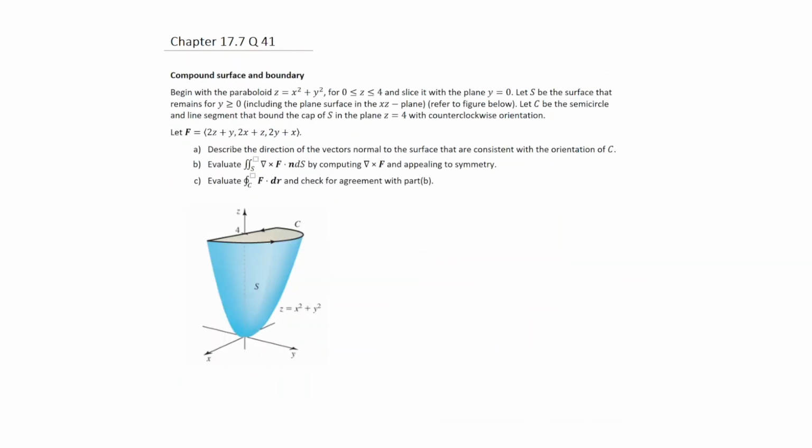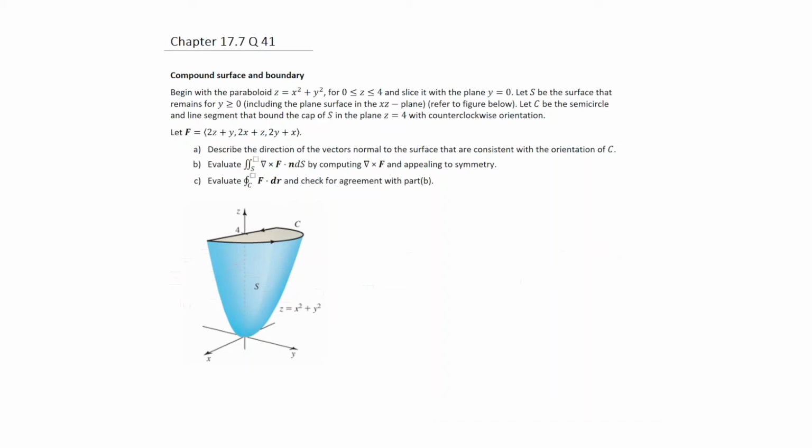All right, so another question, question 41 from chapter 17.7. It's a compound surface and boundary. We begin with the paraboloid z equals x squared plus y squared for 0 less than or equal to z less than or equal to 4, and slice it with the plane y equals 0. So that's basically the back surface that you can just see in a sort of shadow form.